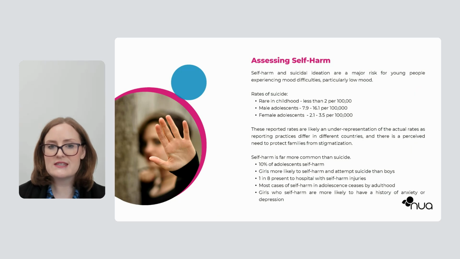So first of all, looking at assessing self-harm. Self-harm and suicidal ideation are a major risk for young people experiencing mood difficulties, particularly low mood. The rates of suicide are rare in childhood, so less than 2 per 100,000. But in adolescence, there would be 7.9 to 16.1 per 100,000, and in female adolescents, 2.1 to 3.5 per 100,000. These reported rates may be an underrepresentation of the actual rates, as reporting practices differ in different countries, and there is a perceived need to protect families from stigmatisation.